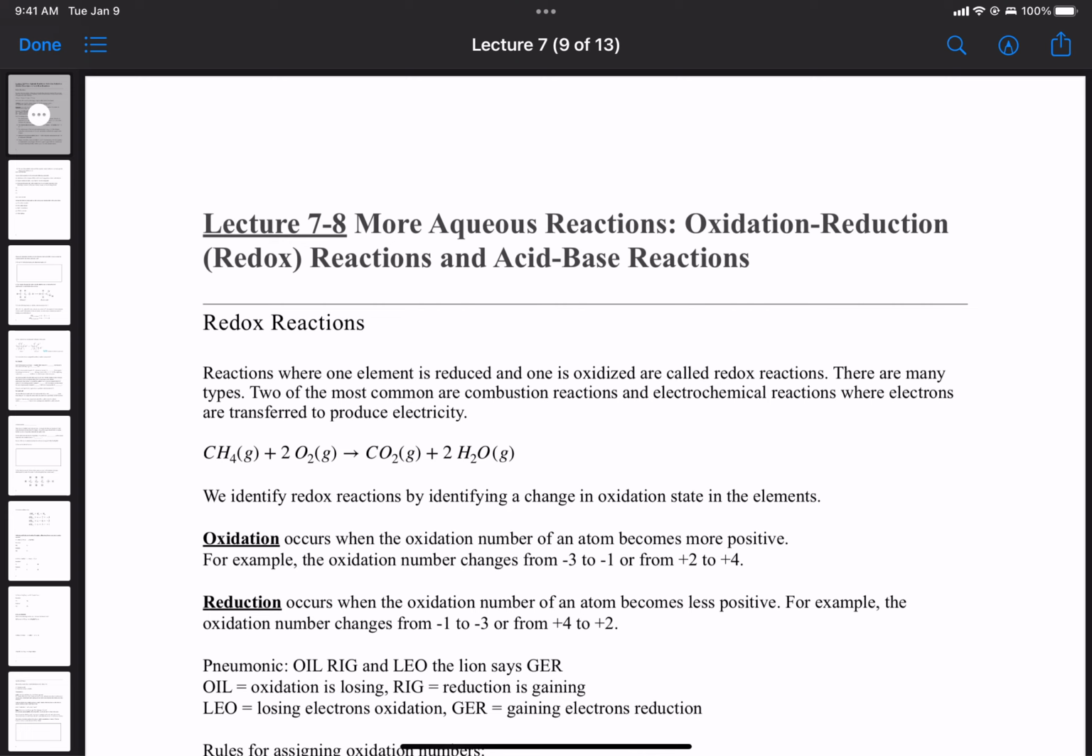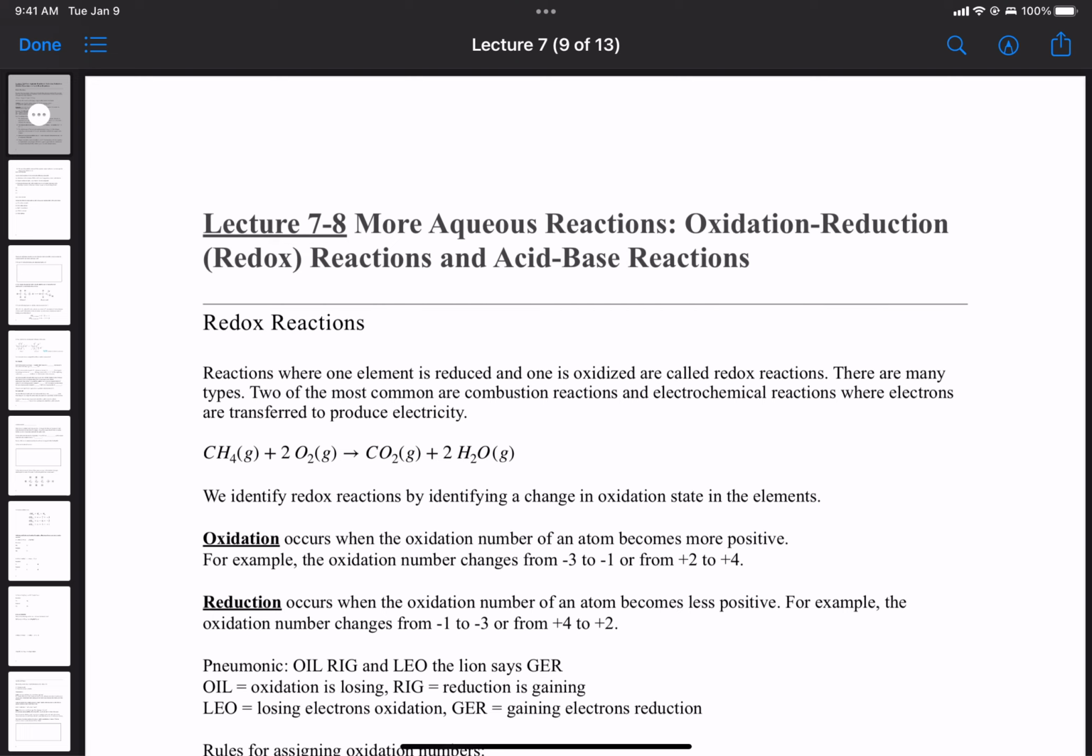Okay, so we say reactions where one element is reduced and one is oxidized are called redox reactions. These are also called electron transfer reactions, because in the course of the reaction, electrons are transferred from one species or one substance to another, and that change is indicated by something being reduced and something being oxidized.